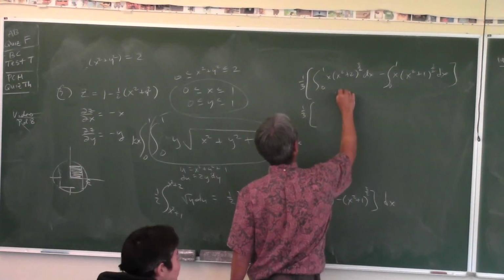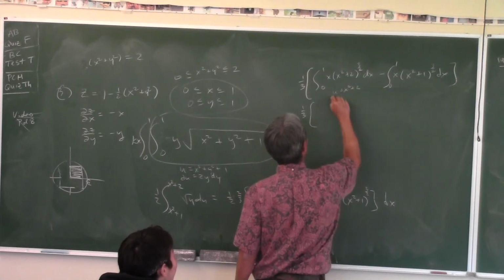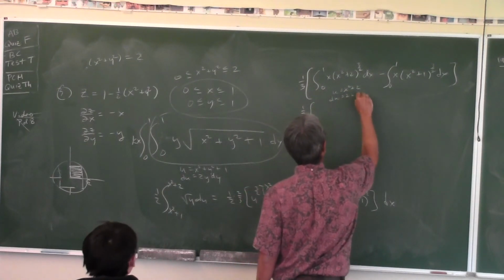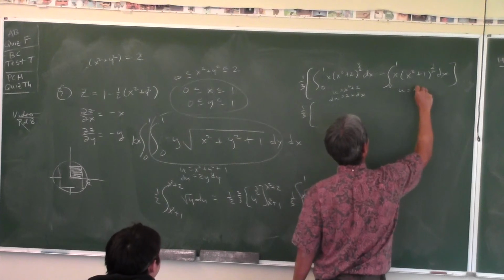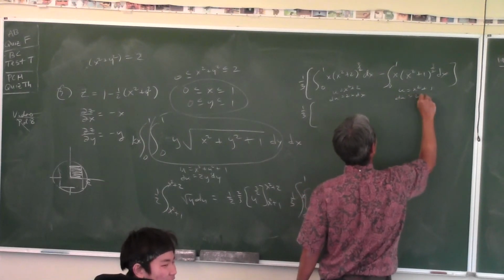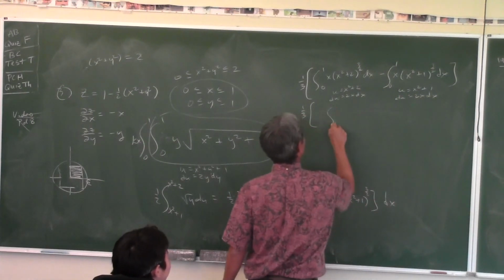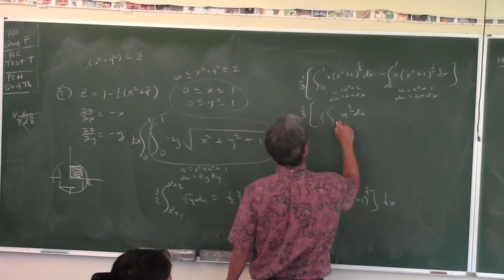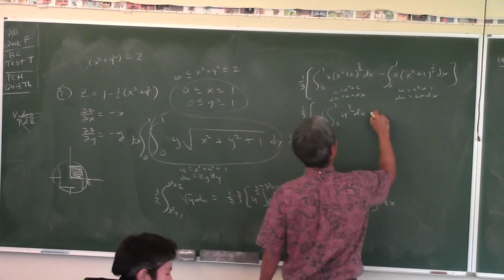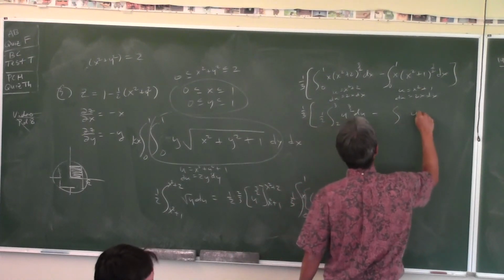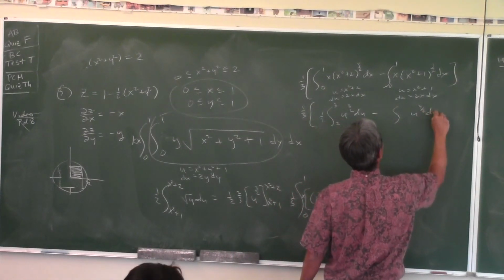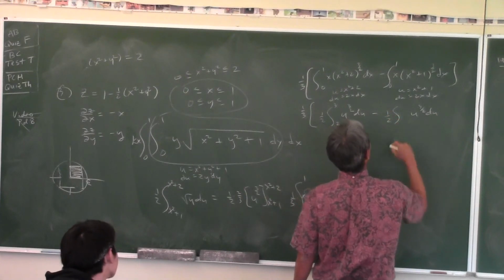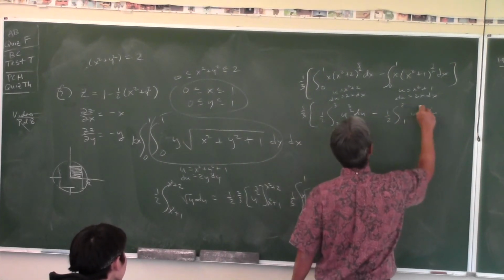Looking at it, u equals x squared plus 2, du equals 2x dx. u equals x squared plus 1. Yeah, I agree with Jason. So this integral becomes u to the 3 halves, 1/2 du from 2 to 3, minus the integral of u to the 3 halves du over 1/2, and the new limits are going to be from 1 to 2.